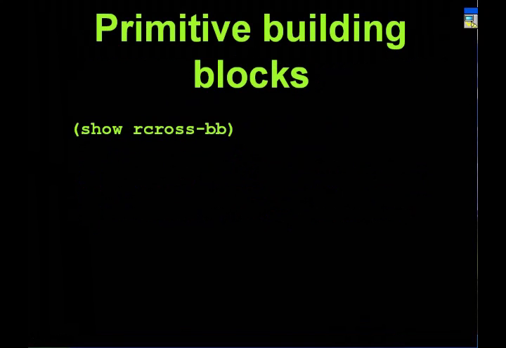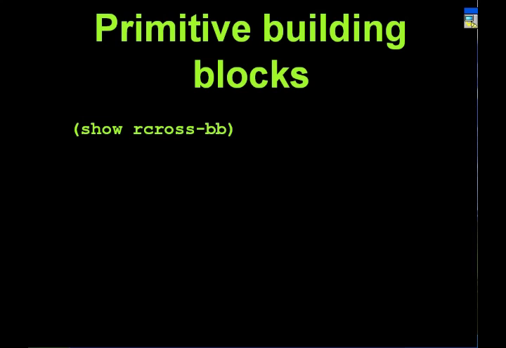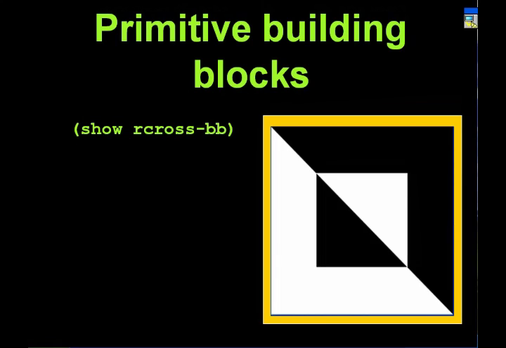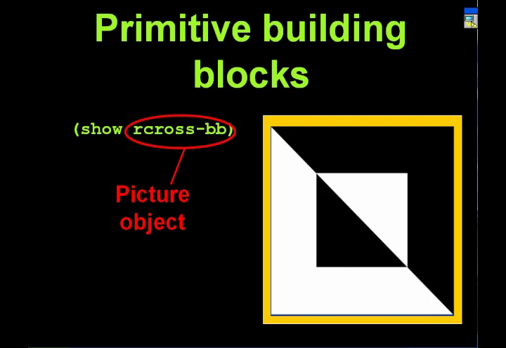Now, one thing you can do is to do this thing called show rcross_bb. If you run the file that I just showed you earlier, the runes.rkt, and later I'll demonstrate to you, if you do show rcross_bb, you will have this. Essentially, bb stands for building block. Rcross, you'll see in a while why it's rcross. Show basically shows the building block on the screen. So rcross_bb is a building block. It's a primitive in this language. It's a picture object.